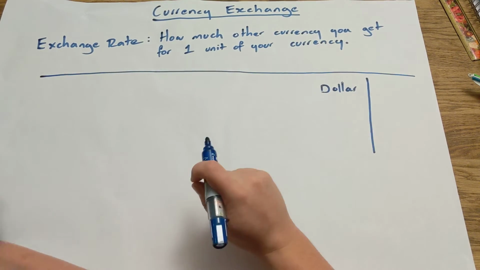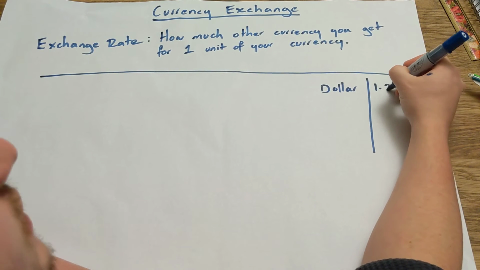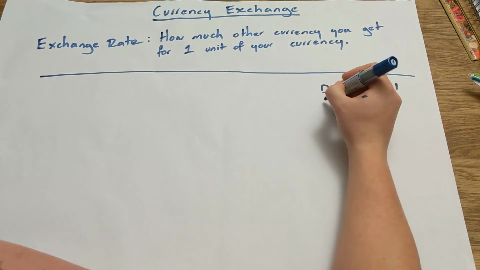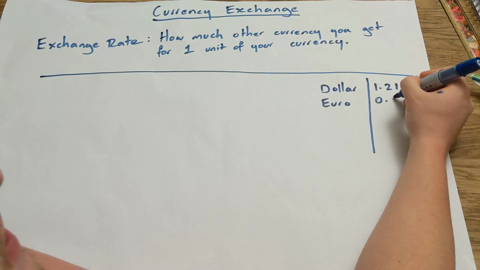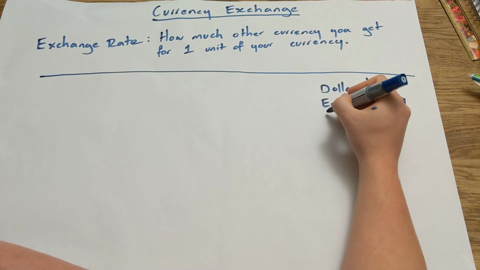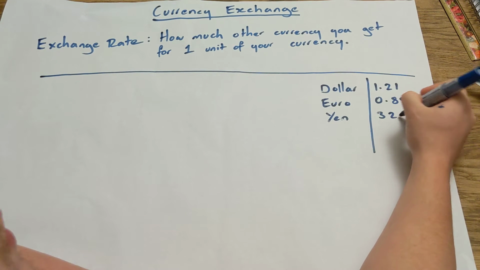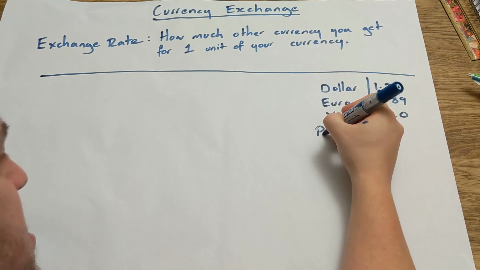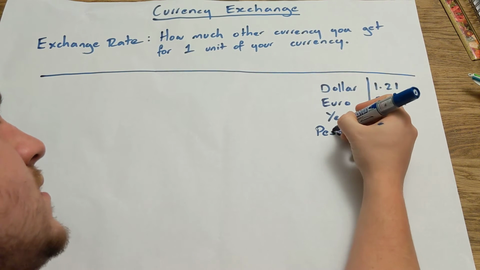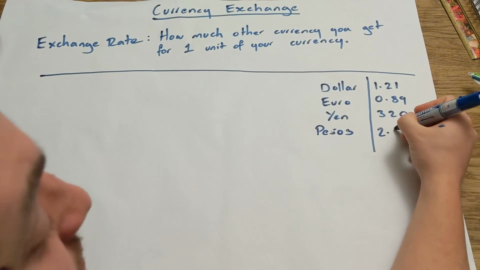Now, I'm making these numbers up, so don't go checking because they will not be accurate, but it might say 1.21. Then we might have one that says euro, and that says 0.89. Like say yen, which is what they use in Japan, and that might say 320. I've got completely blank on another currency. Let's go with pesos. Can't remember if they're still used or if they've been changed to be euros. But pesos, and I'm just going to pick a random number here, guys. So again, don't check it out.